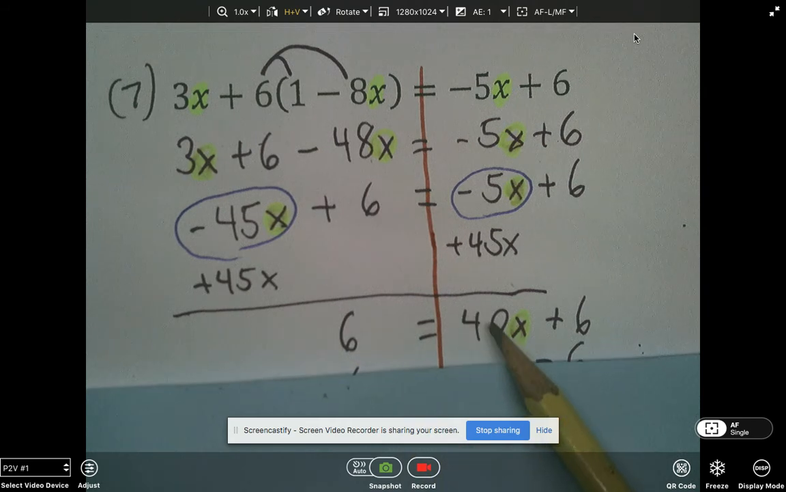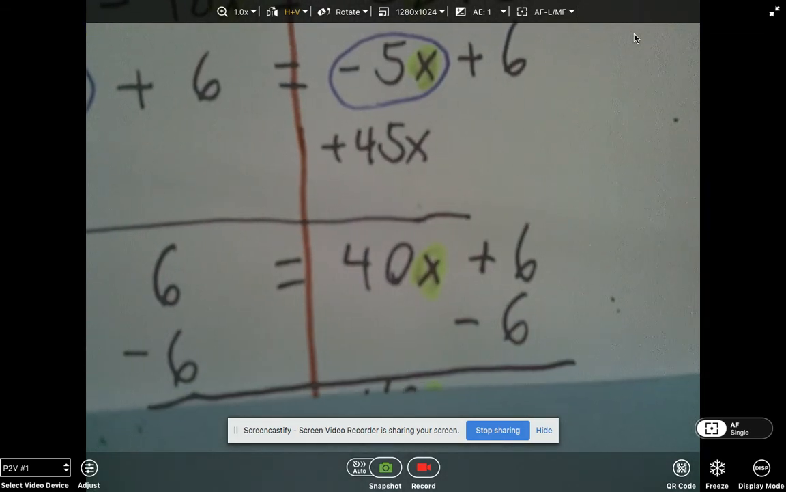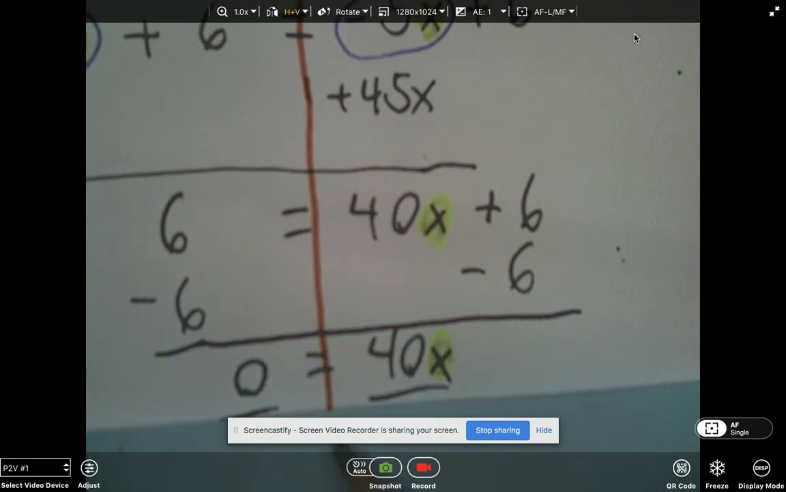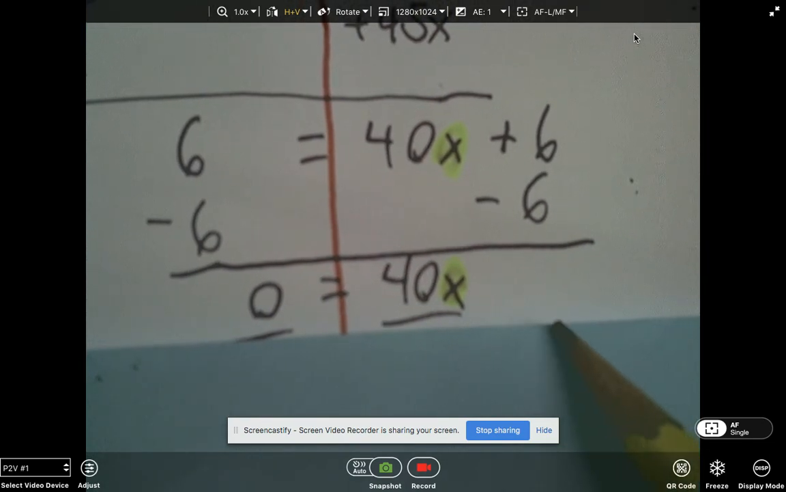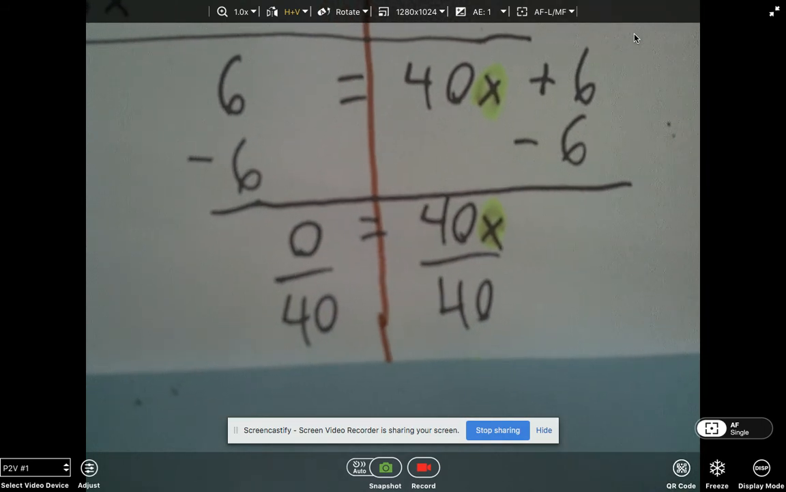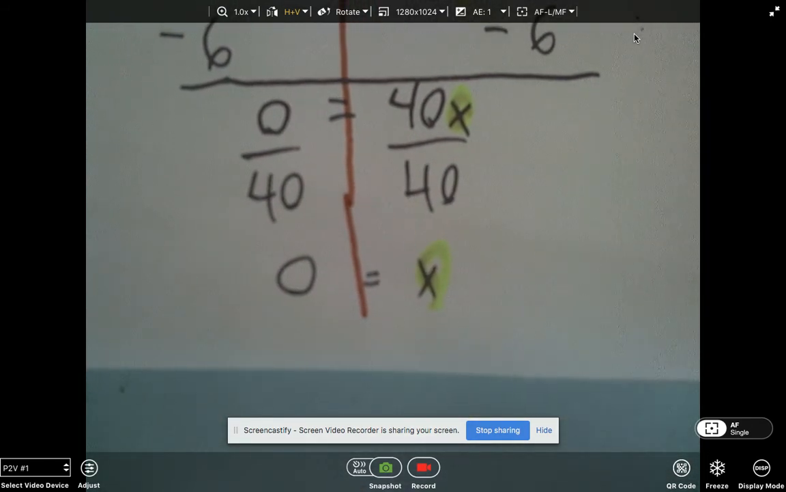This would just be 6 equals 40x plus 6. And then it's just an easy two-step equation. What's the first step? Minus 6. Now this is where things got interesting. I wonder if you and your partner realized this, because you're just left with 0. So 40x equals 0. The next step is to divide by 40. Literally 0 divided by 40 confuses people. It's actually just x equals 0 there. So hopefully this helped. We'll practice these in class.